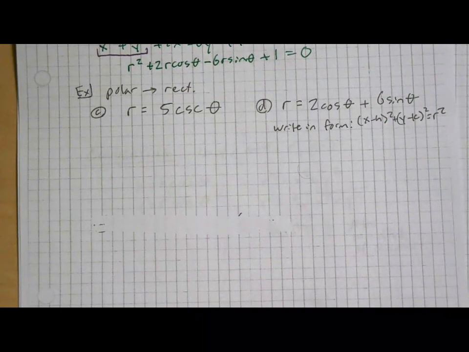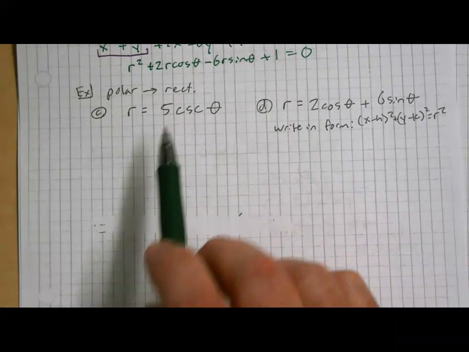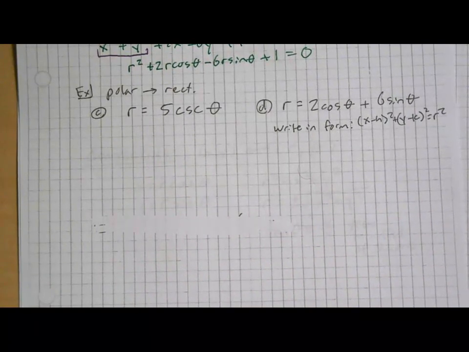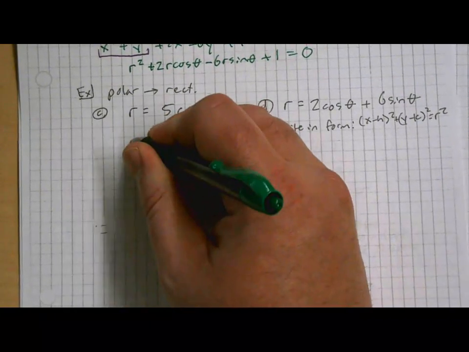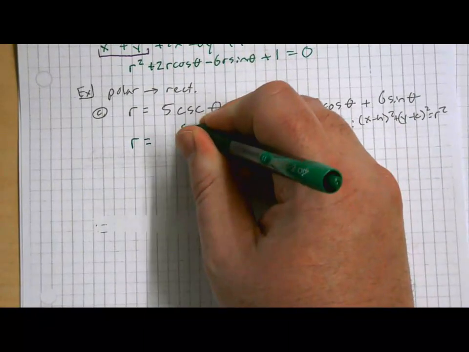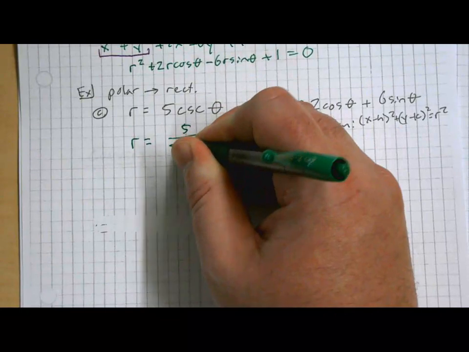Oh, I like what you're thinking. r equals 5 times the cosecant of theta. We're going to change this into rectangular form. That's in polar form. We're going to change it into rectangular form. And I'm hearing some good suggestions. Cosecant is the same as 1 over sine.